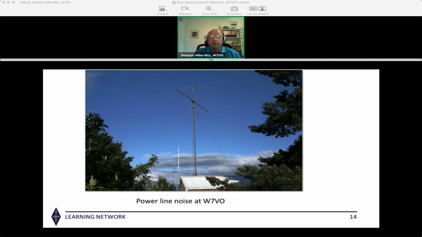there's my tower, and there's my old TH6. I've since replaced that. But what you can't see here, if you look towards the bottom, is that there's a power line that runs almost right by my tower. There's a lot of wire antennas up here, and it's very close to some of these wire antennas. So my biggest problem is power line noise, right? It gets picked up by the tower. It gets picked up by the coaxes.